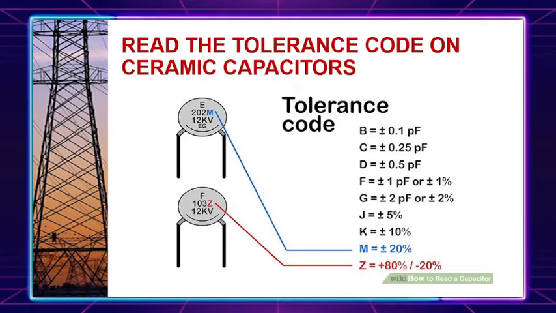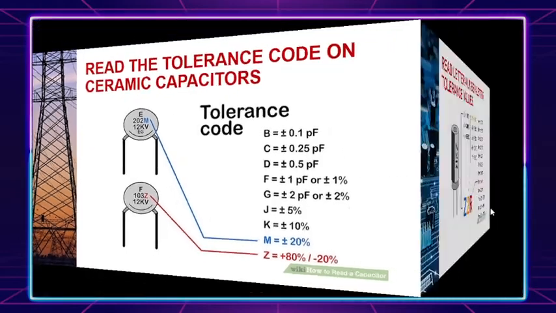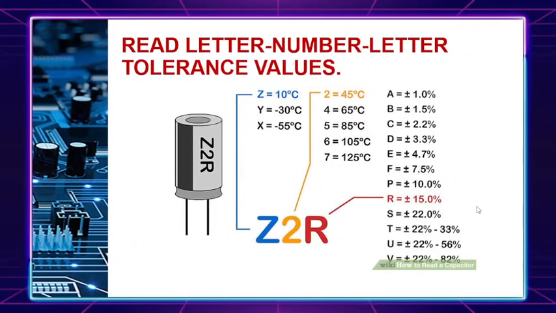Next is reading the letter-number-letter code. Okay, let's proceed to the next slide. Reading the letter, number, letter tolerance value. So how are we going to read its capacitance or the value of this component? Many types of capacitors represent the tolerance with a more detailed three-symbol system. As you can see, based on the example, we have the Z5R.